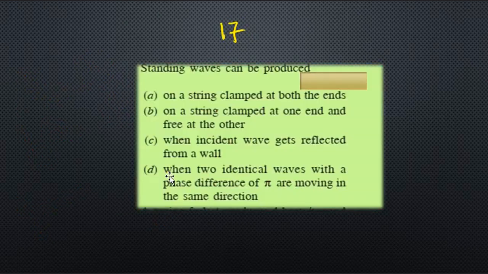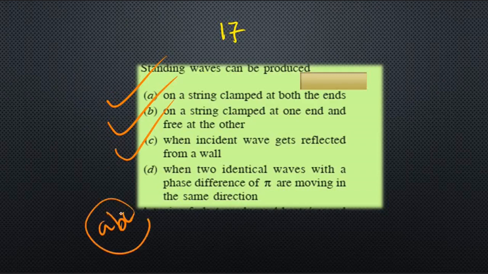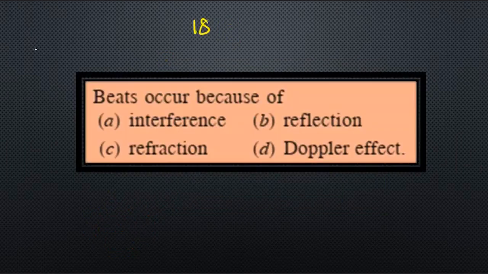Moving into 17th question. Standing waves can be produced on a string clamped at both ends, on a string clamped at one end and free at the other, when incident wave gets reflected from a wall, and D, moving in the same direction. Right. On a string clamped at both ends. Possible? On a string clamped at one end and free at the other, yes, possible. When incident wave gets reflected, yes, possible. A, B, C.